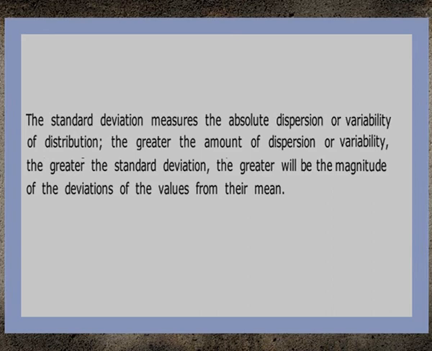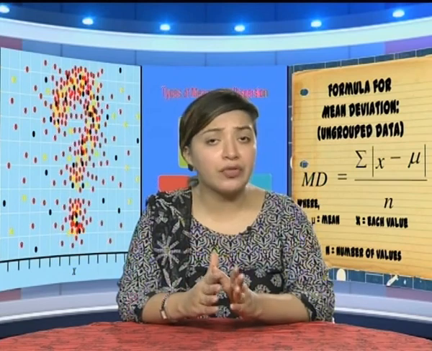The greater the amount of dispersion or variability, the greater the standard deviation, and the greater will be the magnitude of the deviation of the values from their mean. A small standard deviation means a high degree of uniformity of the observations as well as homogeneity of a series. A large standard deviation means just the opposite.